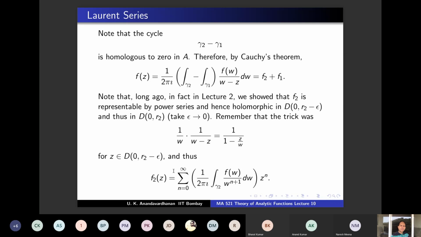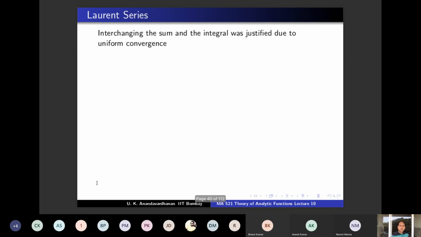And the rest comes from interchanging the integral and the sum. Right? Here you will have a sum and you are integrating that sum. An integral I will put inside the sum because of uniform convergence. So uniform convergence of what? Uniform convergence of the series of functions summation z by w power n. And then you will get it like this. So these will be the coefficients and this is a power series. And this expansion is valid throughout this. So interchanging the sum and the integral was justified due to uniform convergence of this.